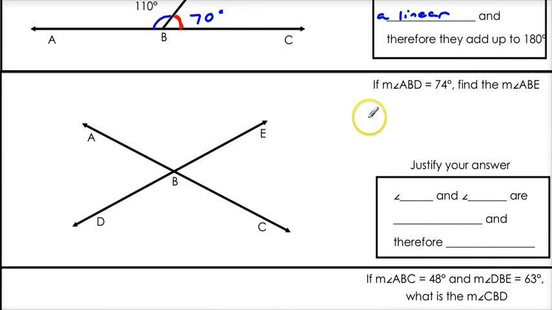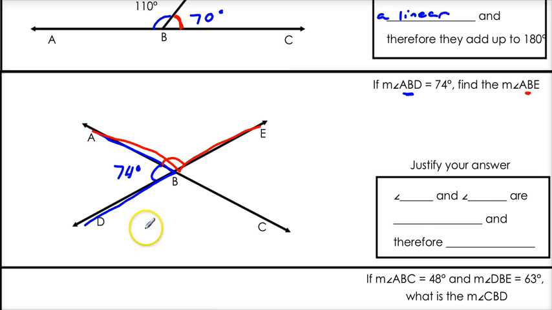Let's try another problem. The measure of ABD is 74 degrees. ABD, so B is our vertex. It's right here, and this is our angle, ABD. This is 74 degrees. We want to find the measure of ABE. So this is our vertex again, B, and we're going to go ABE. We want to find out what this is.